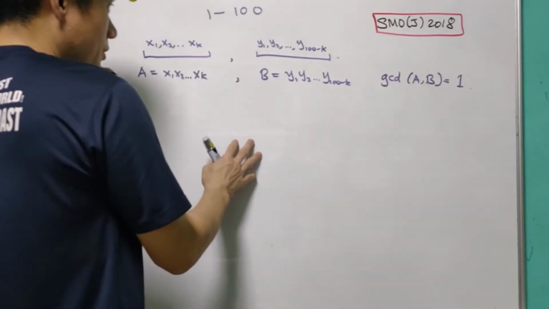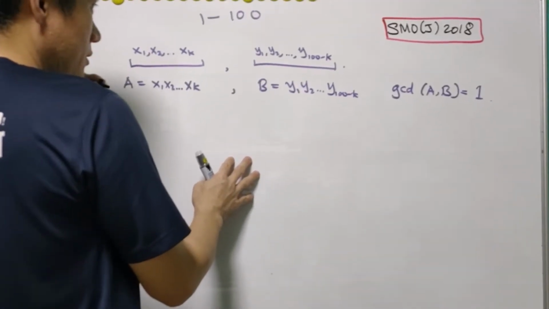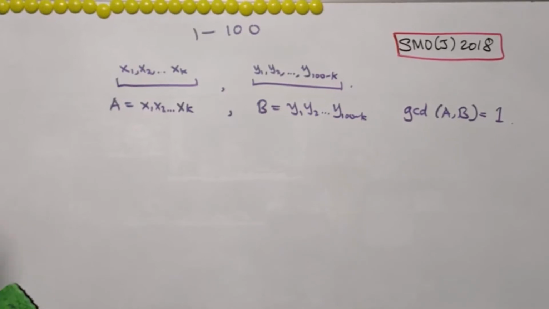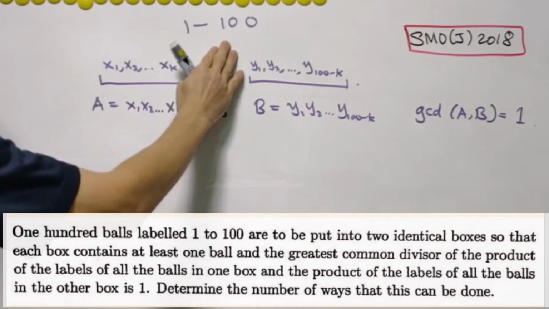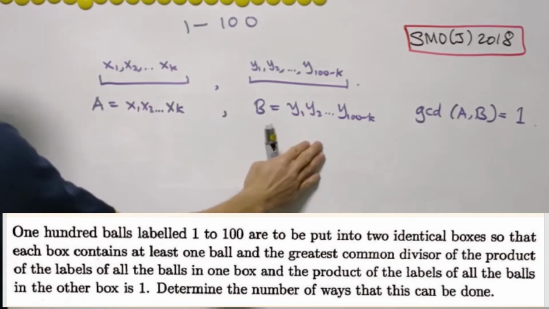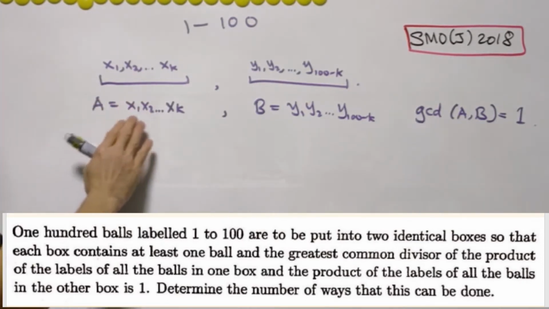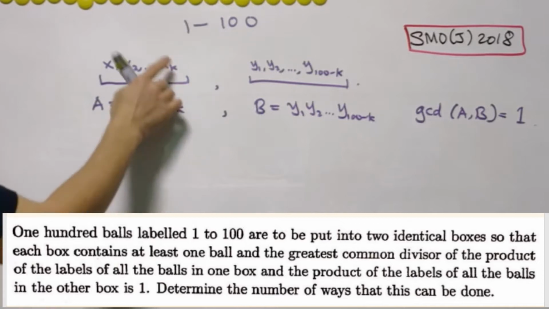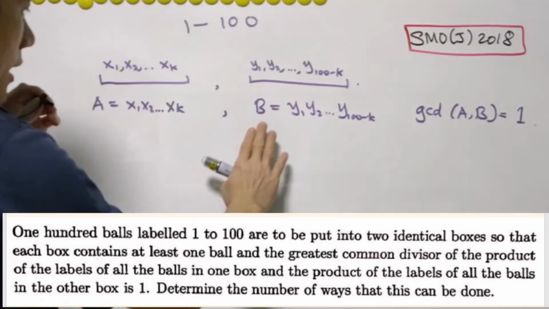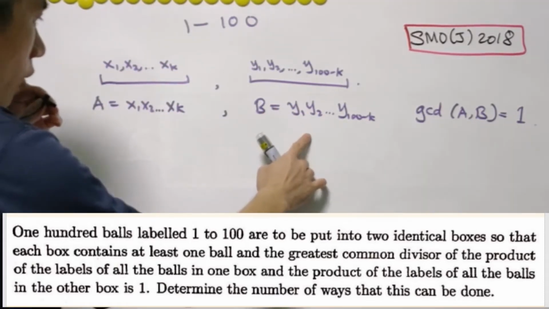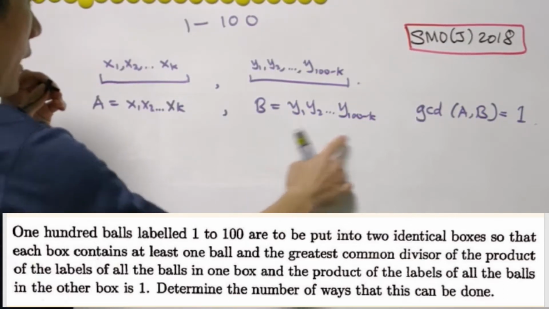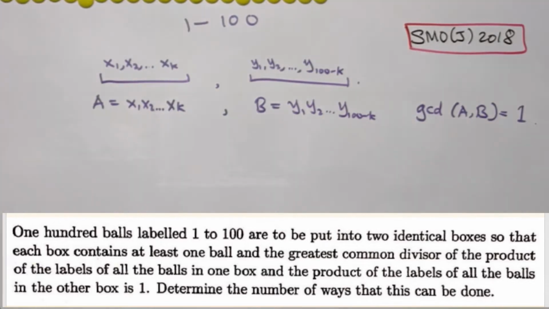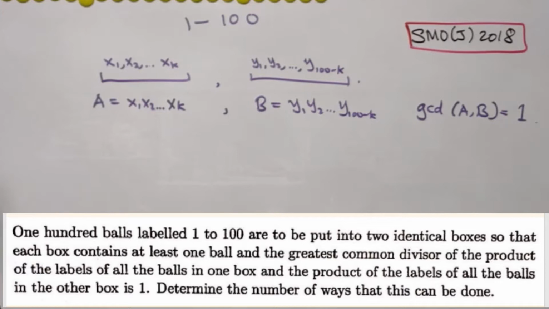This is a SMO Junior 2018 Round 2 question. The question says that there are numbers 1 to 100 to be placed into two unlabeled boxes. We let A be the product of all numbers in one box and let B be the product of all numbers in the other box, with the condition that GCD of A and B equals 1. We are asked to determine the number of ways that this can be done.